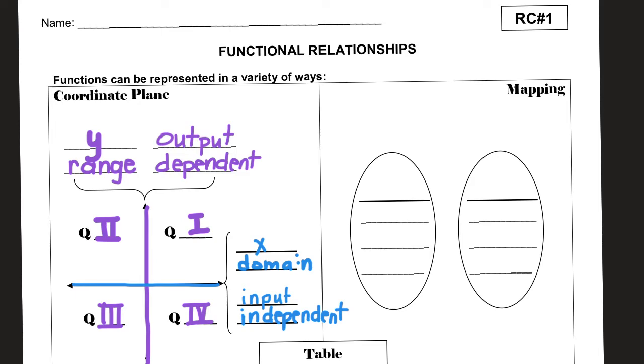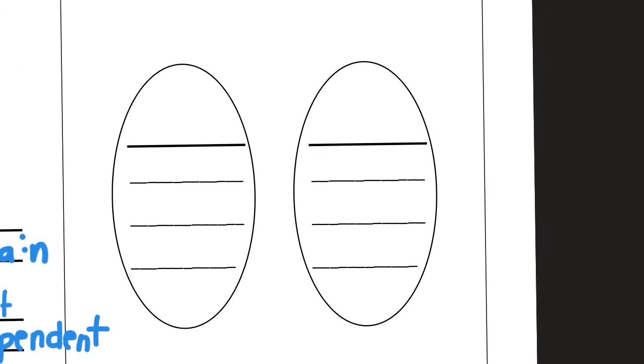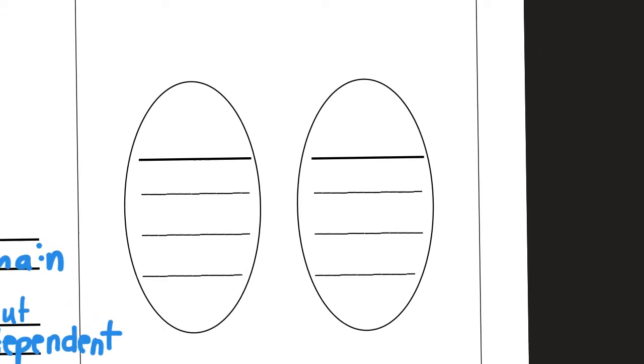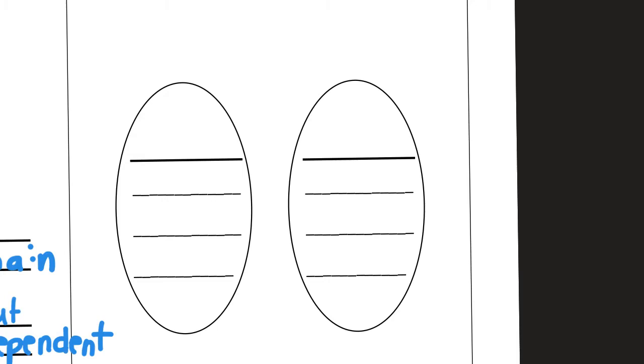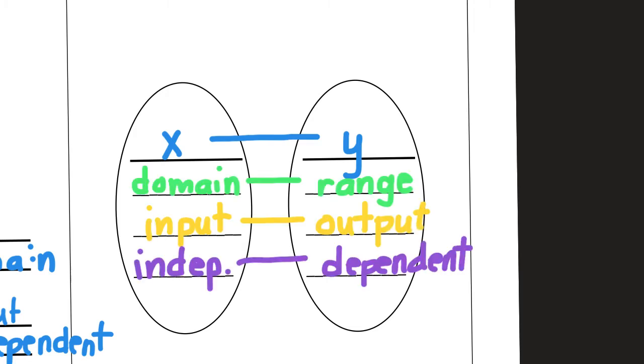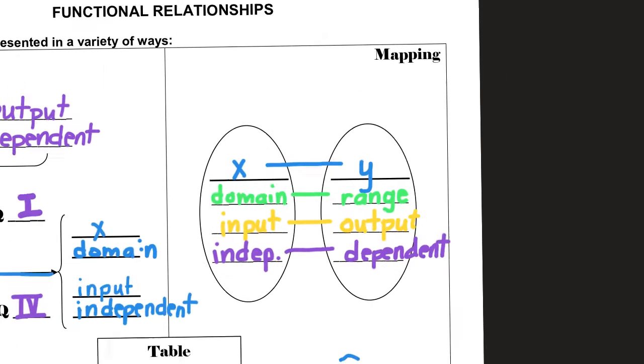Now let's look at mapping. In mapping, remember you have the x and the y values. But as you map, remember no numbers are repeated and you have a single line going from the x value to the y value. Please copy the mapping and then we'll go on to a mnemonic device.